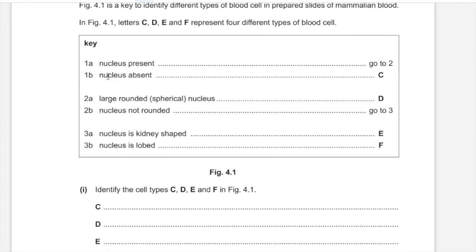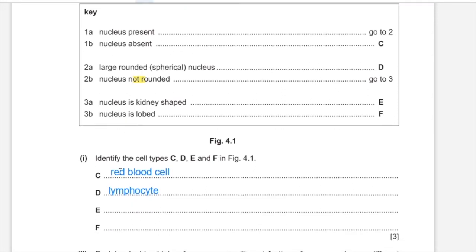C corresponds to the description of 1b, which says nucleus is absent, and nucleus is absent from red blood cells. Now 1a says if the nucleus is present, you'd go to 2, and the first option, which corresponds to cell D, says a large, rounded, spherical nucleus, and that would be a lymphocyte. Now if the nucleus is not rounded, you'd go to 3a, where the nucleus is kidney shaped, and that would be a monocyte. Last but not least, you'd have 3b, where the nucleus of the cell is lobed, and that would be neutrophil.